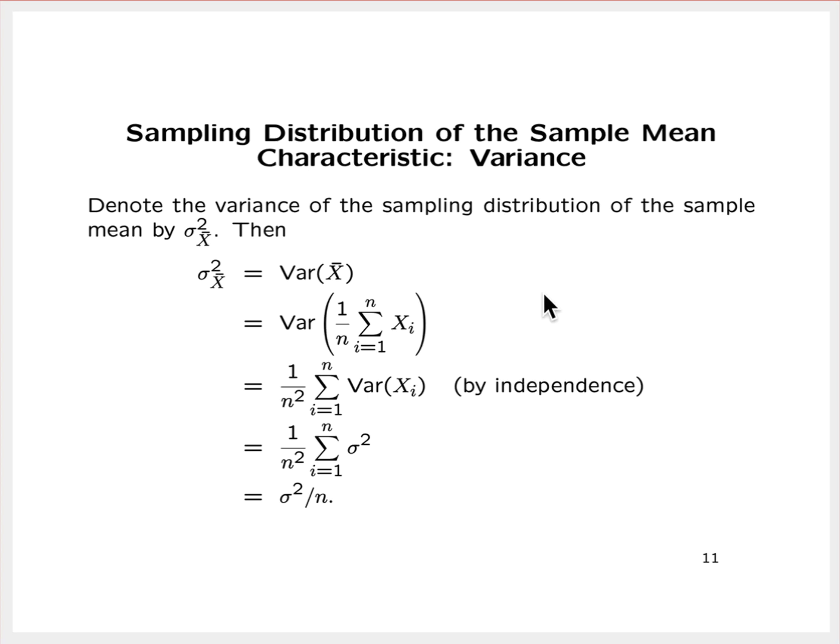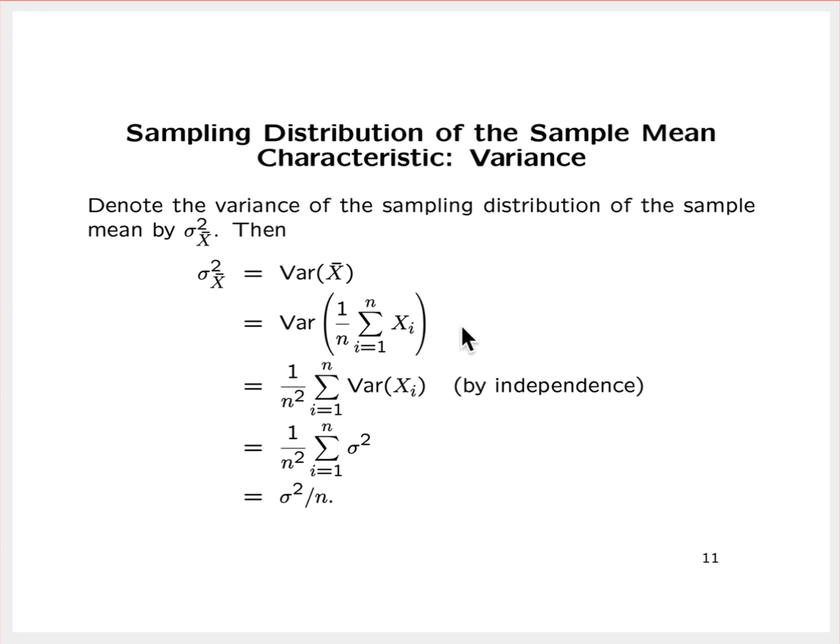Now, denote the variance of the sampling distribution of the sample mean by sigma squared sub x bar. So again, the variance of the sampling distribution of x bar. Then by definition, or just another way of denoting this, the variance of x bar is the variance of 1 over n times the sum of the x's. And so then I can use properties of variance and expectation that we've seen before. If I want to pull the constant, the 1 over n, out, I've got to square that.